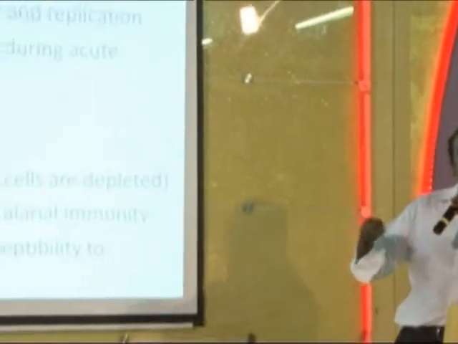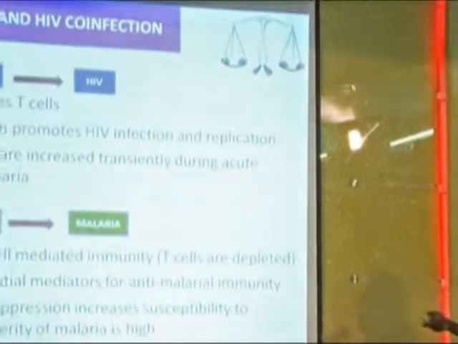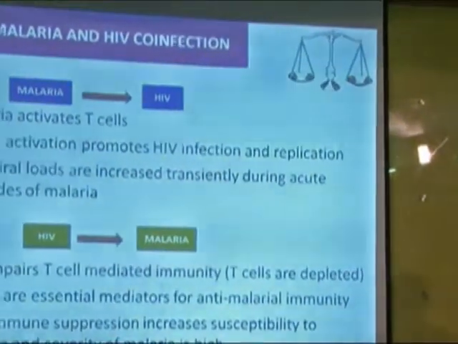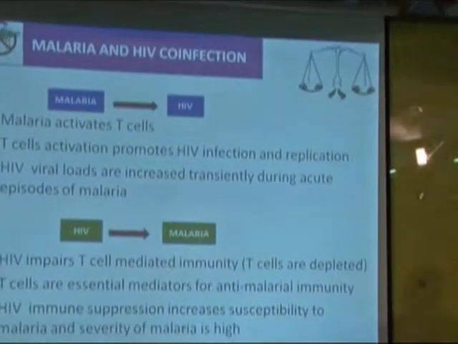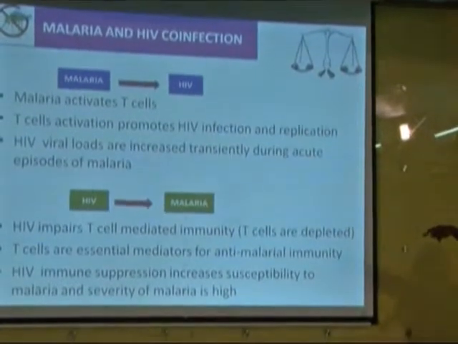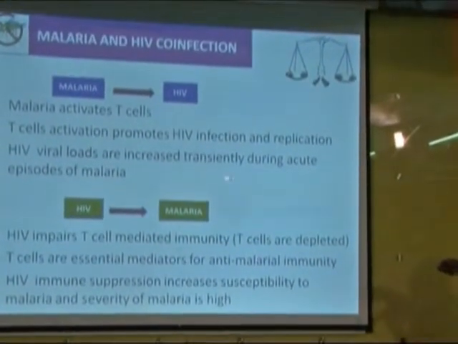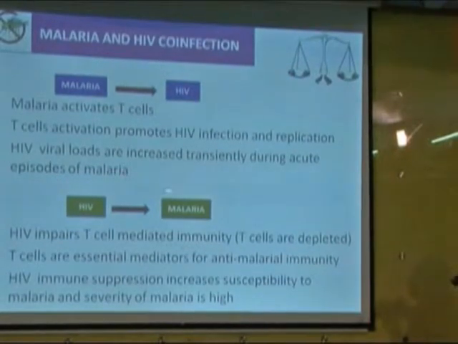So let's look into the context of malaria. What malaria does, as I already said, it activates the T cells. The T cell activation promotes HIV infection and replication, because when you're activating the T cells, HIV takes advantage of it. Now T cells are the commanders, the generals. HIV takes over the general. Then HIV viral load also increases during an acute episode of malaria.